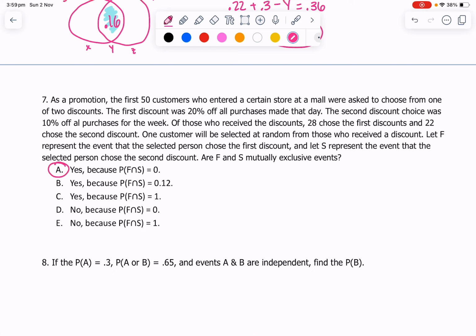They are mutually exclusive because you can't do both. You choose one of the two discounts. So they are mutually exclusive, and the definition of that is the intersection, the probability of both happening at the same time, is 0.